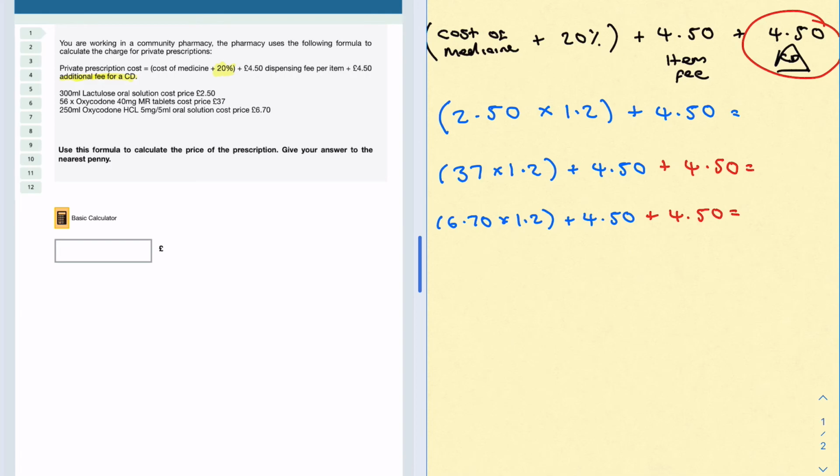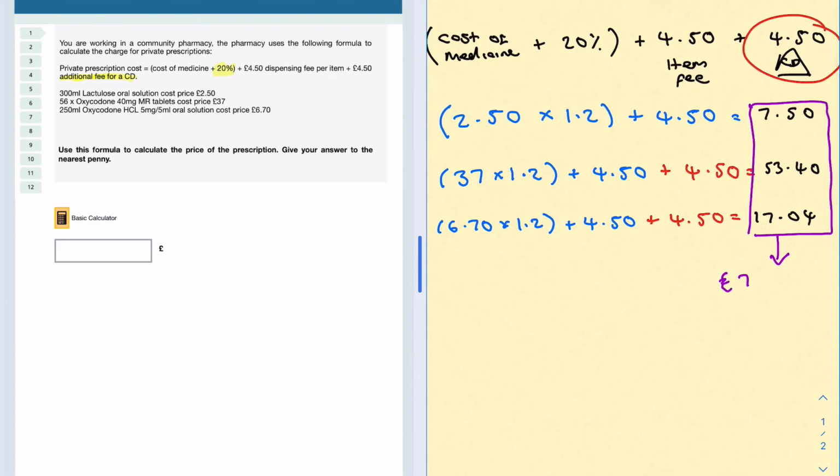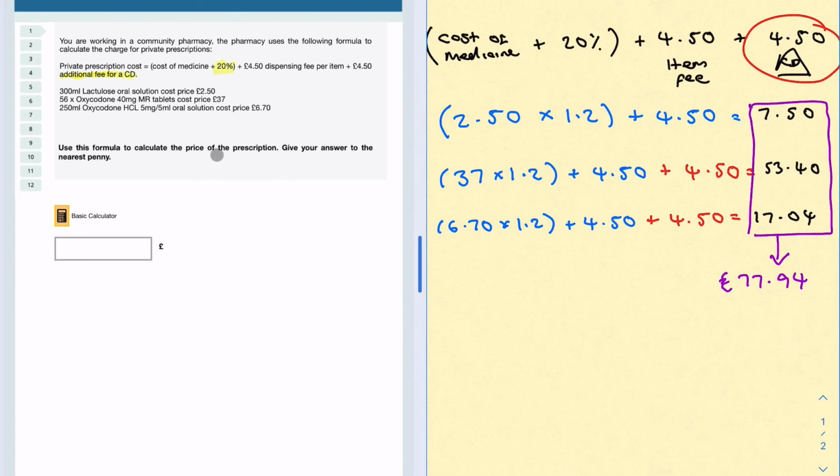Now calculating those answers, it gives me a cost of lactulose at £7.50. For the oxycodone 40mg MR tablets, it's £53.40, and for the oxycodone liquid, it's a cost of £17.04. Now, adding all these values together gives me a grand total of £77.94. Now, looking back at my question, it says, use this formula to calculate the price of the prescription, give your answer to the nearest penny. So £77.94 is rounded to the nearest penny.